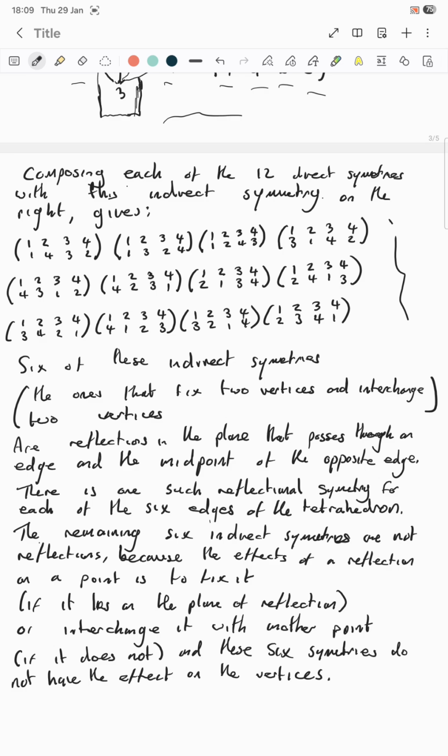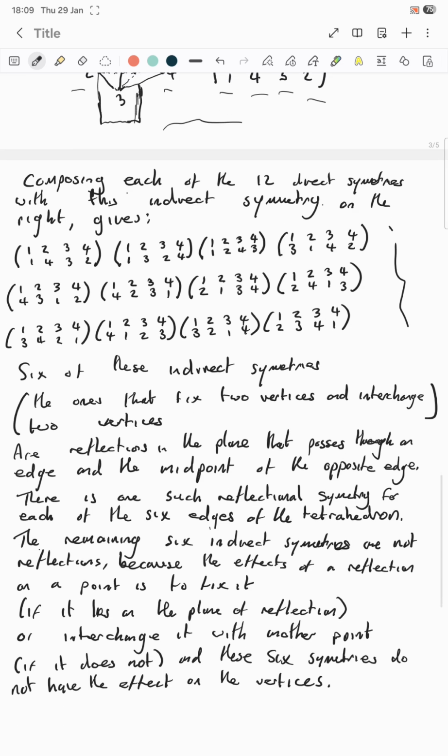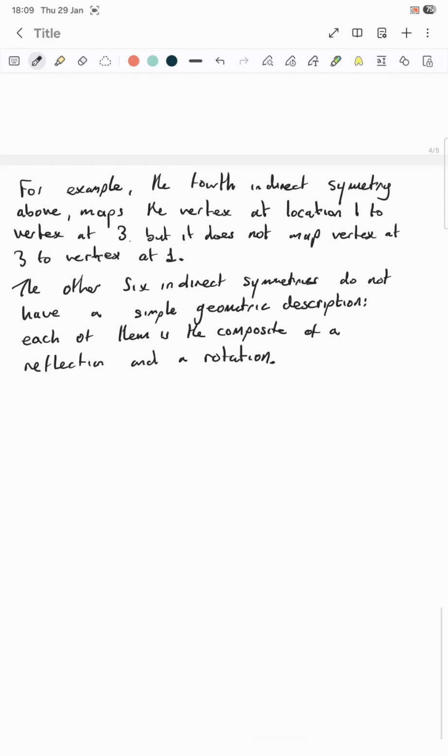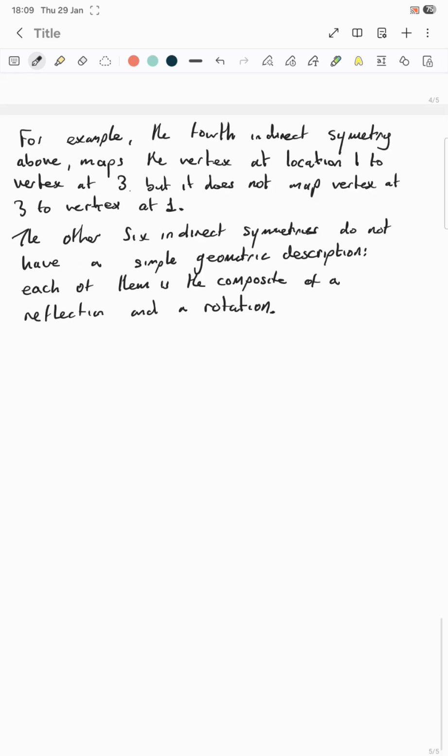The remaining 6 indirect symmetries are not reflections, but the effect of a reflection on a point is to fix it if it lies on the plane of the reflection, or interchange it with another point if it does not. And these 6 symmetries do not have that effect on the vertices. For example, the 4th indirect symmetry above maps the vertex at location 1 to the vertex at 3, but it does not map vertex 3 to the vertex at 1.